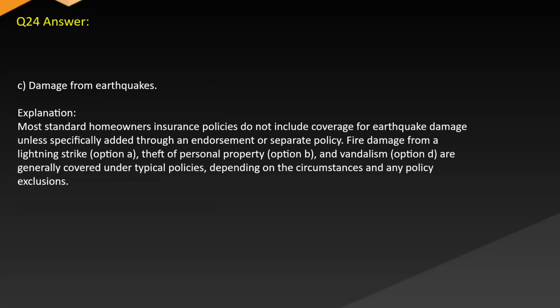Answer. C. Damage from earthquakes. Explanation. Most standard homeowners insurance policies do not include coverage for earthquake damage unless specifically added through an endorsement or separate policy. Fire damage from a lightning strike, option A, theft of personal property, option B, and vandalism, option D, are generally covered under typical policies depending on the circumstances and any policy exclusions.